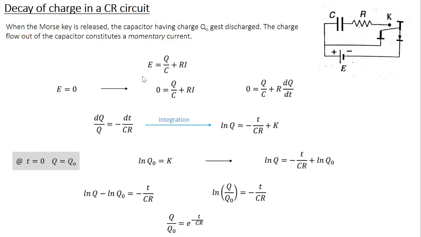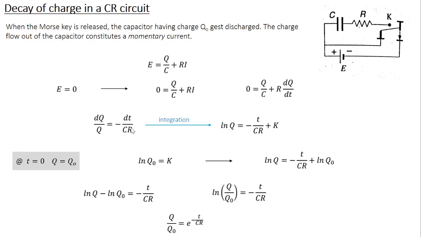So once again, write the EMF equation: E equal to Q by C plus Ri. Now the battery is removed, meaning E equal to 0. So the equation becomes 0 equal to Q by C plus Ri. I equal to dq by dt. So 0 equal to Q by C plus R into dq by dt. Rearrange the terms, bring all the Q terms together: dq by Q equal to minus dt by CR.